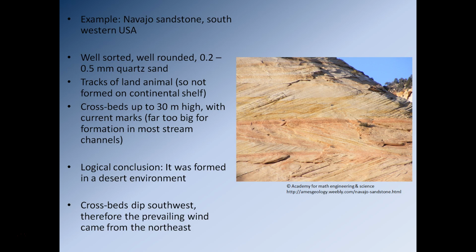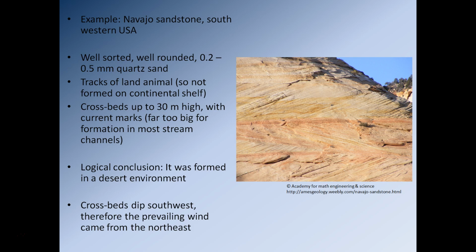So let's look at another example. This is the Navajo Sandstone in the southwestern United States. The Navajo Sandstone is a well-sorted sandstone. The clasts within the sandstone are well-rounded, and it's a very quartz-rich sand with clasts typically between 0.2 and 0.5 millimeters. That's a very tight size range. Within the Navajo Sandstone itself, we can find tracks of land animals, so we clearly know that we are on the continents. This sediment must have formed essentially in a continental setting.